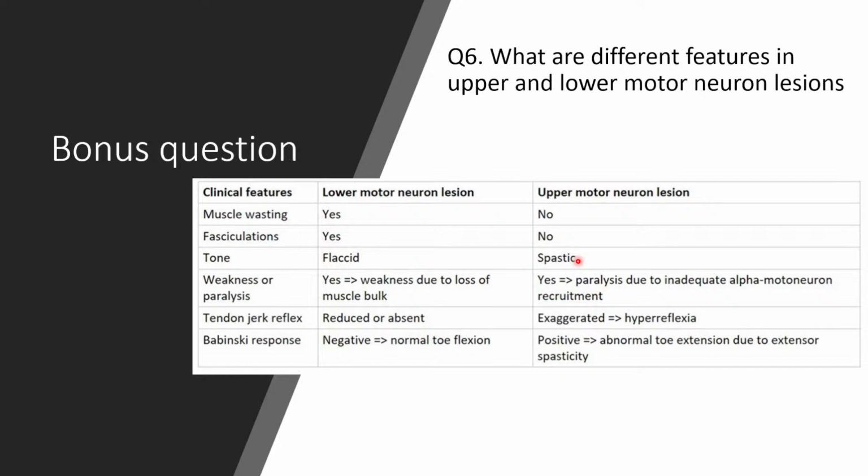There will be weakness, but that's because of loss of muscle bulk rather than due to the nerves not working, which is in the upper motor neuron. Reflexes will be absent, whereas they'll be exaggerated in the upper motor neuron. Babinski will be negative, so that means normal toe flexion, but positive in upper motor neuron because of the spasticity and because of the lack of higher cortical function.